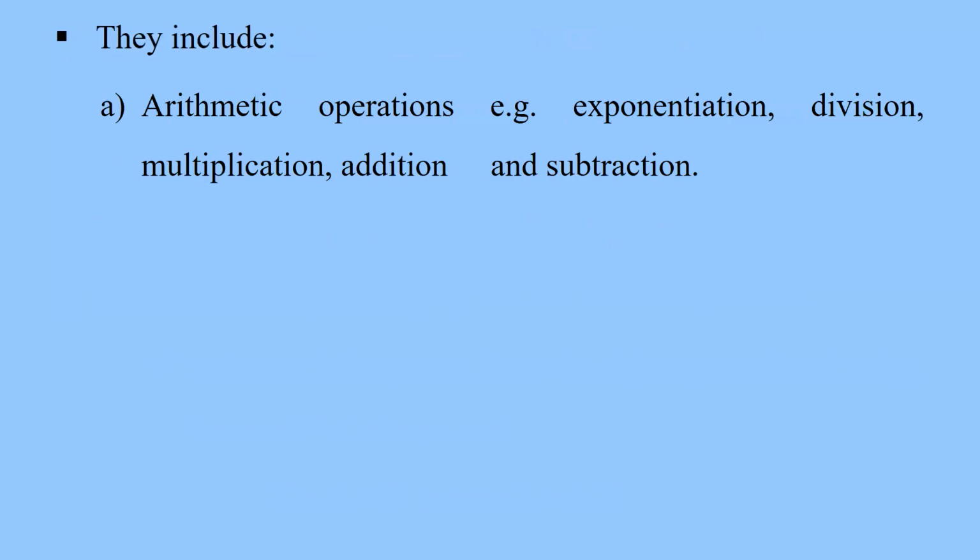They include arithmetic operations, for example, exponentiation, division, multiplication, addition, and subtraction. Exponentiation, we use the exponent operator. Division, we use the division symbol. Multiplication, we use the multiplication operator. Addition, we use the addition operator. Subtraction, we use the subtraction operator. So the operators determine the operation. The name of the operation is dictated by the operator in use.